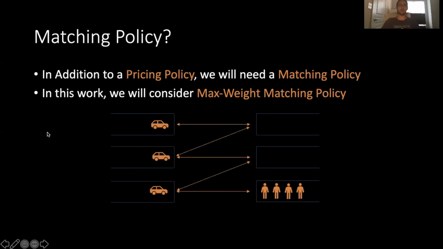For example, now a type 3 server enters the system. We'll match it to the Q3 of the customer, because this is the only non-empty queue which is compatible with the type 3 server. Now that we have defined the pricing policy and matching policy, we will analyze the system operating under this two price policy and max weight matching policy under the asymptotic regime which was defined before.